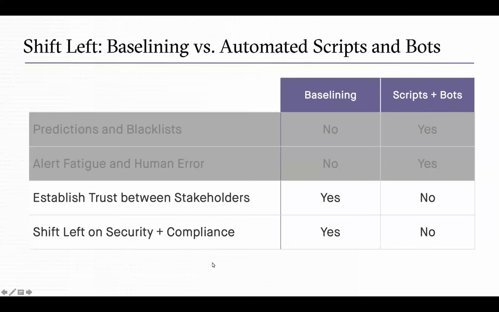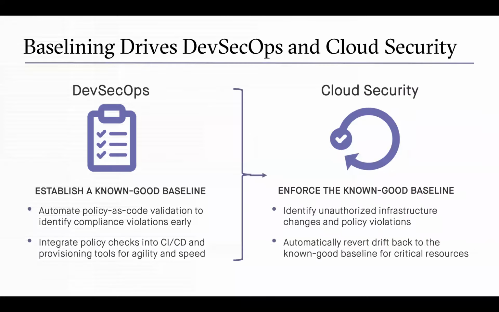From the correct. We're going to use automation around keeping things correct, and we're going to provide automation that gives guidance on how to be correct early in the life cycle to the left. So that allows that shifting left on compliance. So this idea of baselining really drives DevSecOps and cloud security. That it drives the intersection of these things.